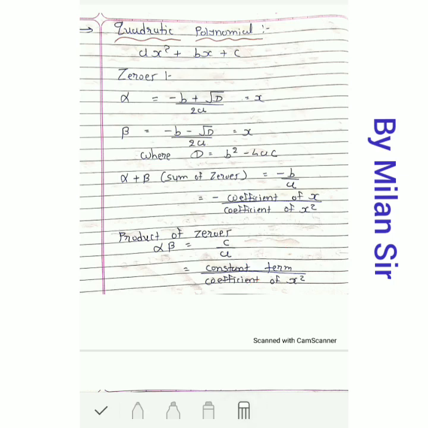So without finding out the zeros, we can directly find the sum of zeros and product of zeros by using this formula, because a, b, c we already know. Because a quadratic polynomial is given, then we can find a, b and c. So directly we can find the sum and product of zeros without finding the zeros.